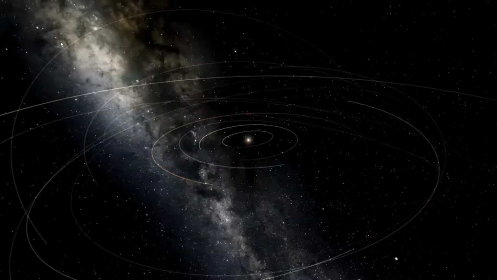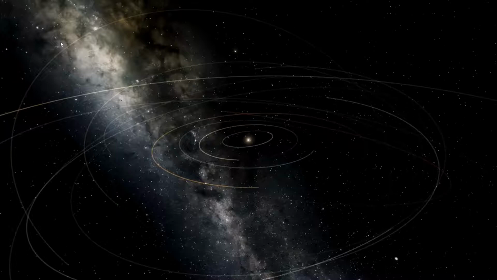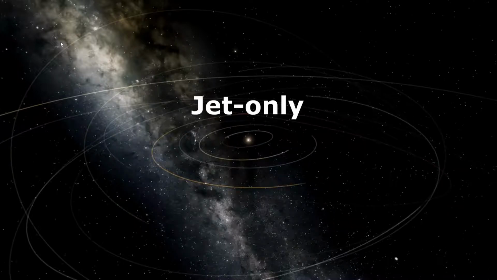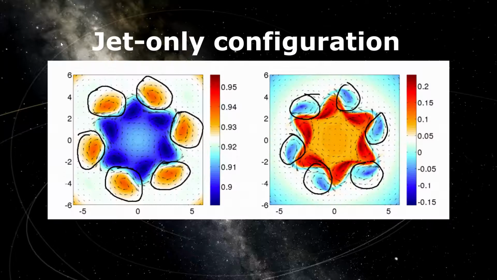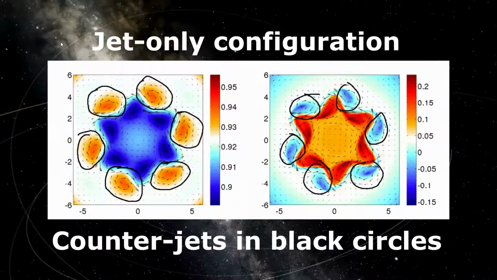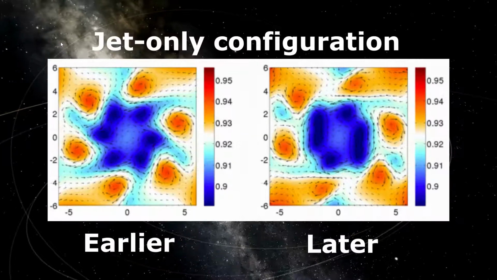There are two configurations we can use to simulate the hexagon. We can use the jet only or the jet plus vortex modes. The jet only configuration results in a six-sided star with a counterjet at each end with a nominal wave number ratio of 5 to 7. This results in the intermediate shapes at later stages of simulation.